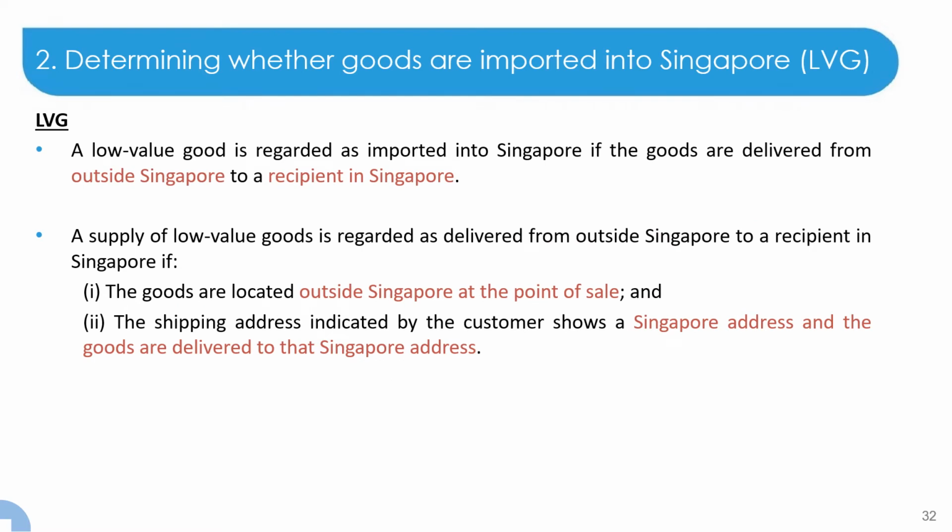For LVG, they are regarded as imported into Singapore if the goods are delivered from outside Singapore to a recipient in Singapore. A supply of LVG is regarded as delivered from outside Singapore to a recipient in Singapore if the goods are located outside Singapore at the point of sale and the shipping address indicated by the customer shows a Singapore address and the goods are delivered to that Singapore address.